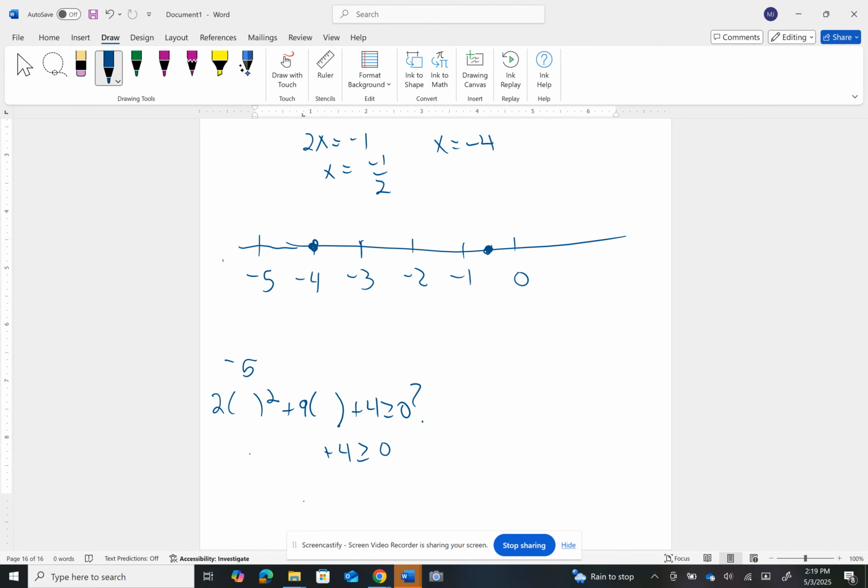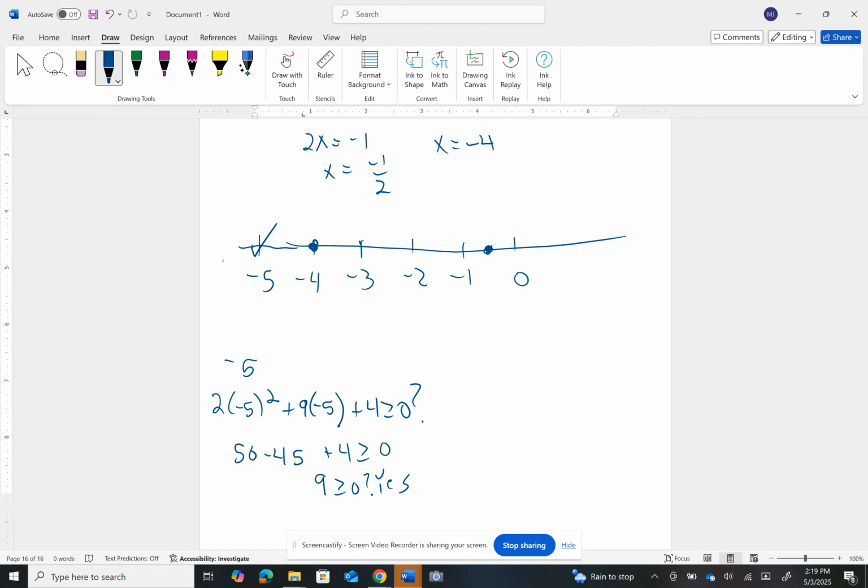okay, everywhere there was an x, and see if it works, I'd get 2 times 25, that's 50, minus 45 plus 4. So that's a positive 9. That is bigger than or equal to 0. So my answer would be yes. Okay, so that means that is a solution.